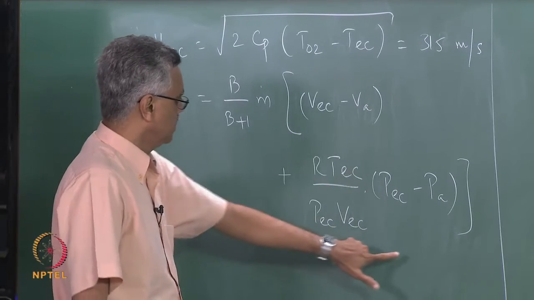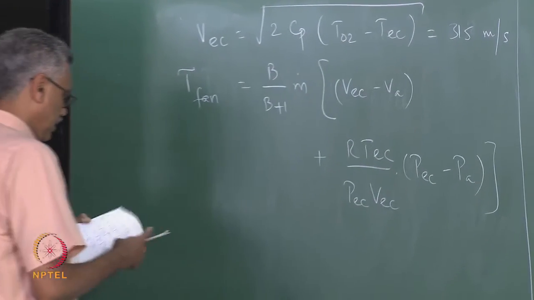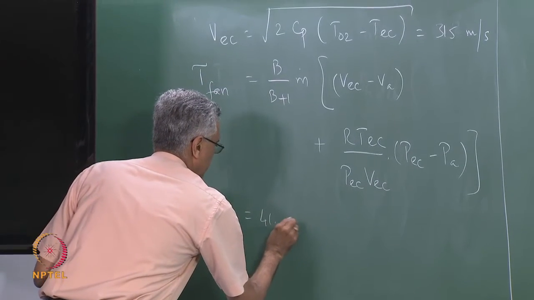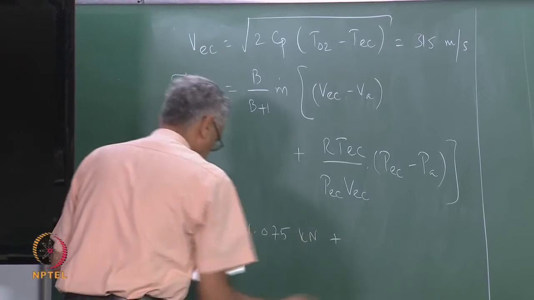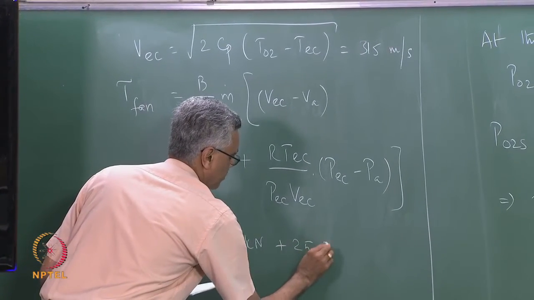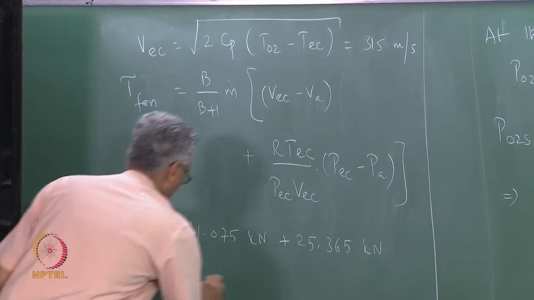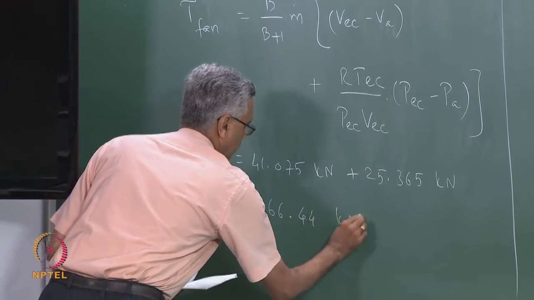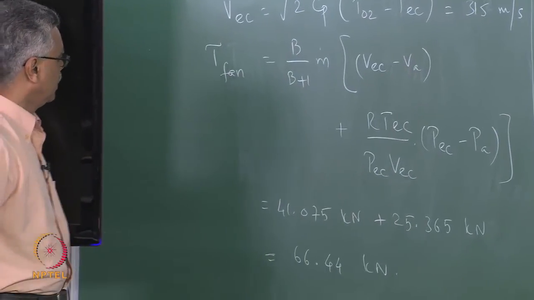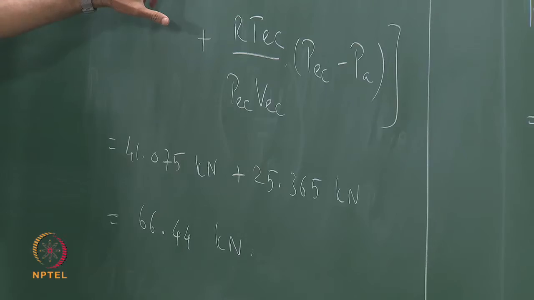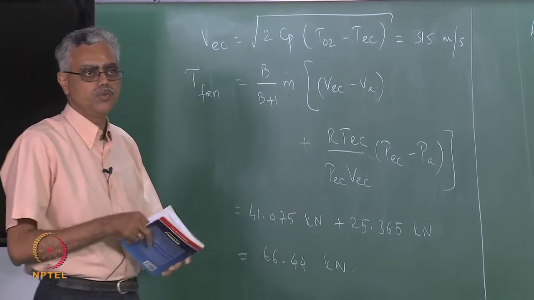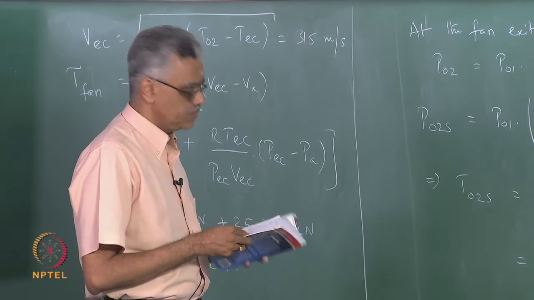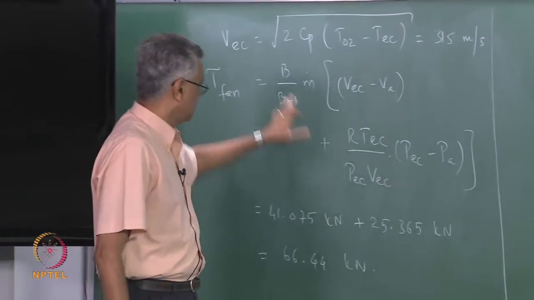This is the momentum thrust, this is the pressure thrust, and if you substitute the numbers, we get this to be 41.075 kilonewton plus 25.365 kilonewton, which adds up to 66.44 kilonewtons. Notice that we have not touched or changed this value of m dot. We are still assuming m dot to be whatever was given for sea level static condition. Remember, m dot was given to be 670 kg per second. We are using the same value here.